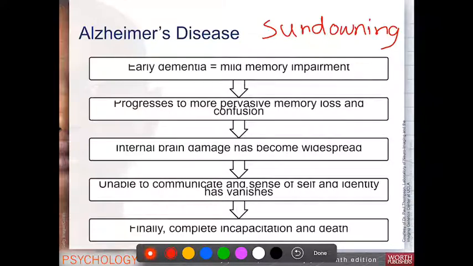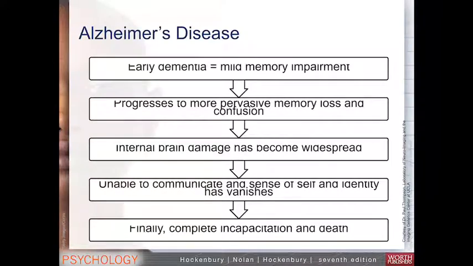At some point, the person loses the ability to communicate. They lose their sense of self. They don't know who they are. They don't know who the people around them are. They don't know where they are. They don't know what year it is. They don't know what's going on. And then over a period of time, of course, we see that they just become incapacitated, and they can die just from that.